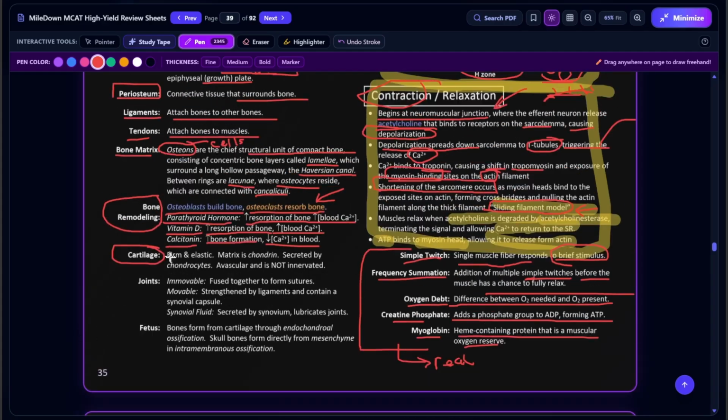Cartilage. Cartilage is firm, elastic. Cartilage, for example, is in your ear. It's like the elastic part of your ear. The matrix is chondrin, secreted by chondrocytes, avascular, and is not innervated. So there's no blood flow, for example, in that elastic part of your ear.